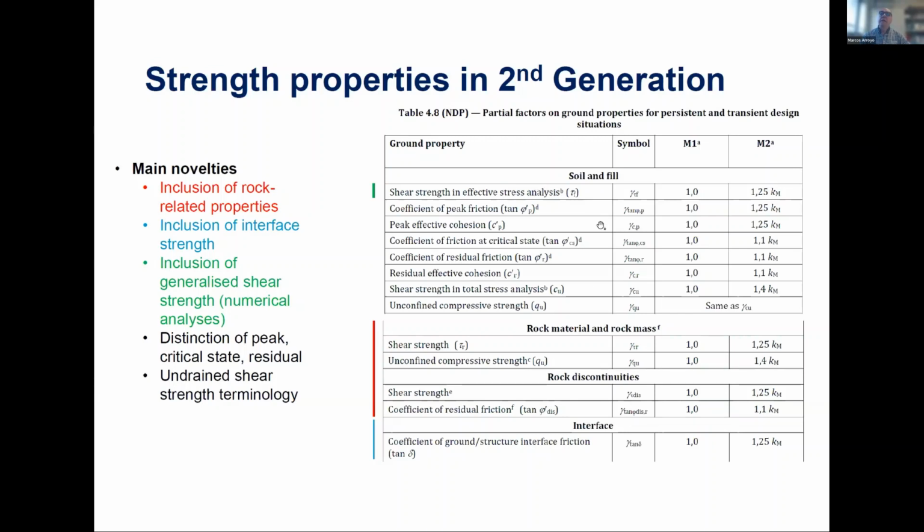And there are several reasons. First, this first line, which is very abstract, shear strength in effective stress analysis, if you were to read the note, is related to numerical analysis, in which sometimes you won't actually factor the parameters, but you will look at how mobilized shear strength can be reduced. And there are also several friction angles here: peak, critical state, residual. There is a distinction that has appeared now. And then finally, there is something related to the undrained shear strength. The terminology has changed. Let's have a closer look at these last 2 changes.